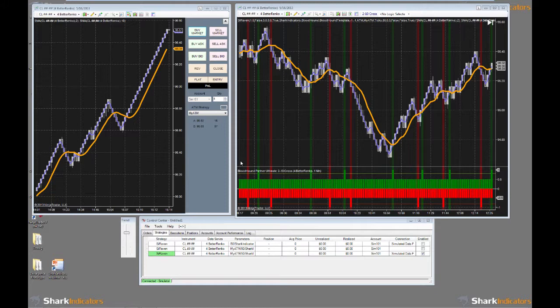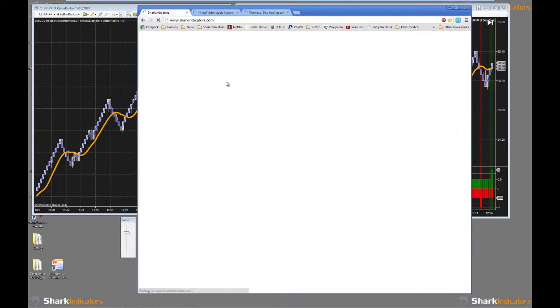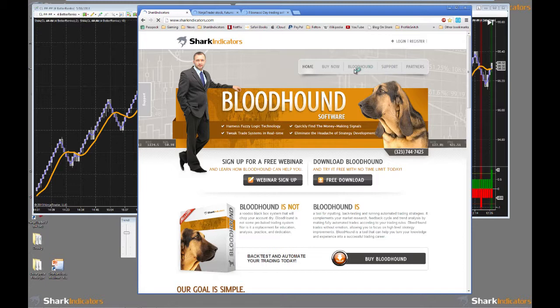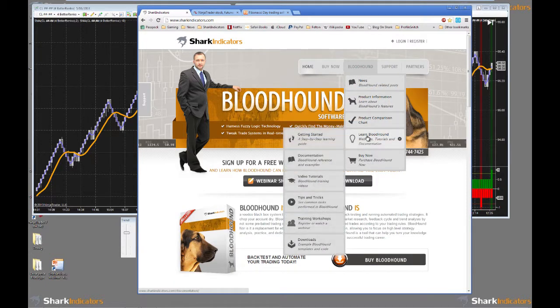All right, folks. Pretty much all the workshops, and this is stuff that Zach puts together as well, my partner, he does a lot better systems than I do. I consider myself more of the software developer, and Zach's got more of the trading background. So basically, if you go to Bloodhound and then go to downloads right here, okay? Bloodhound, learn Bloodhound, downloads. Click on that.